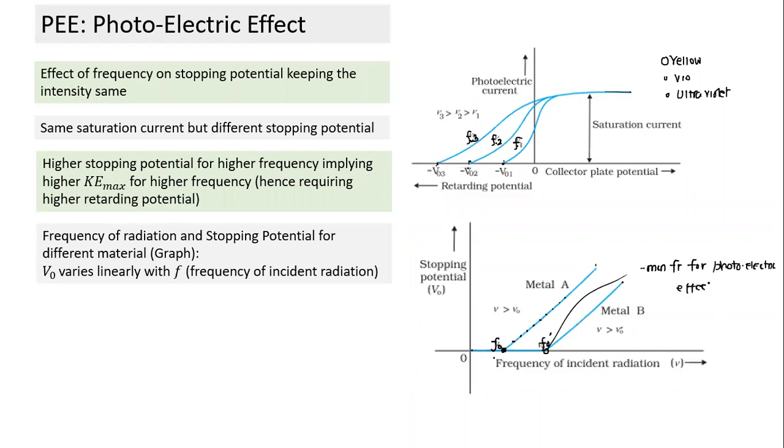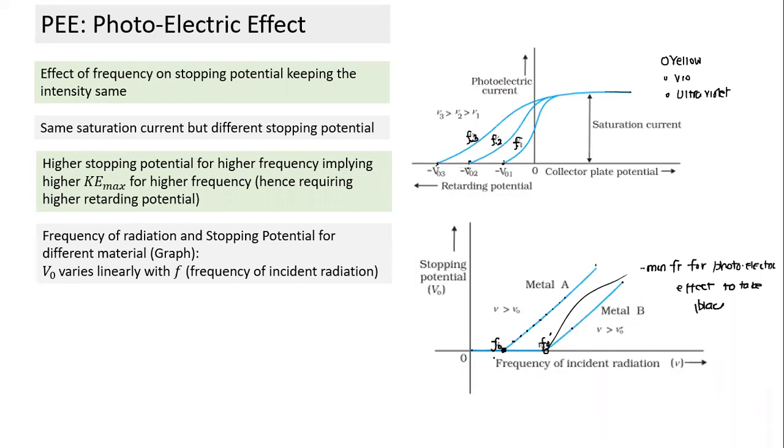Can you think of any logical explanation why it happens? Below this, what is happening? The energy contained in the light is less than the work function. If the energy contained in the light is less than the work function, no photoelectric emission will take place.